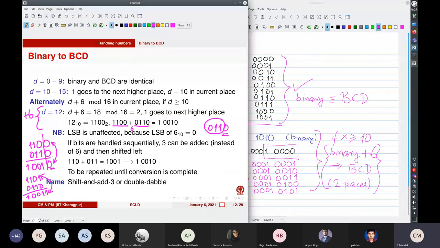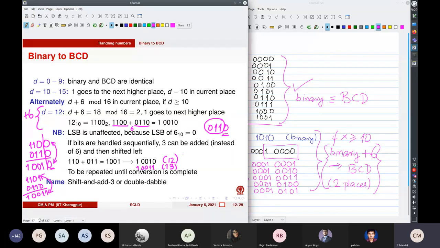So in fact, this is for 12. Had it been 13, you'd have just shifted in 1. The same thing, you'd have shifted in 1 for 13. All right. Because as you have seen, the LSB remains unaffected. So if the next bit is 0, you get 12. If the next bit is 1, you get 13. That's all.